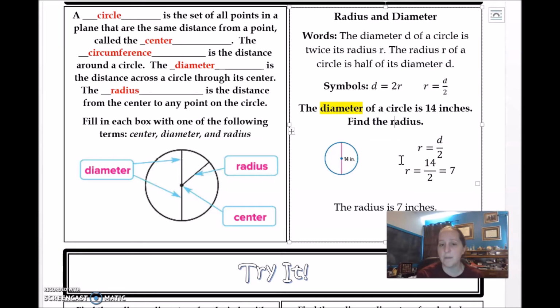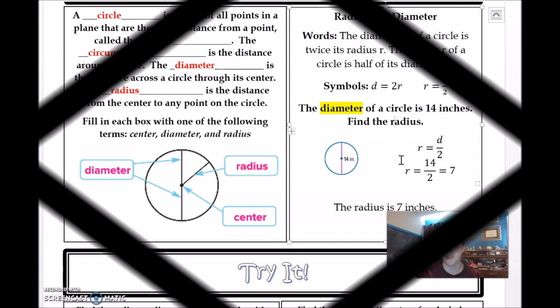All right, there are a couple of try it problems out below. I want you to go ahead, pause the video, try them out, and when you're done, we'll go over the answers together.